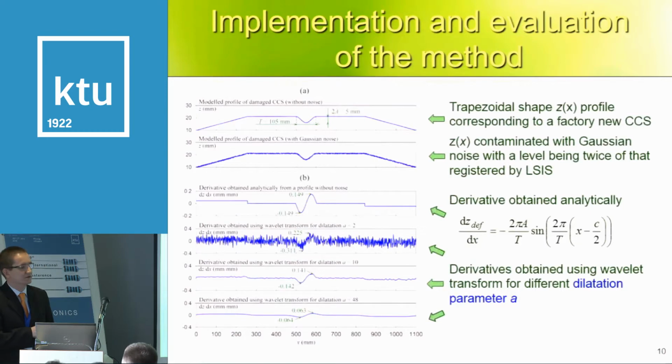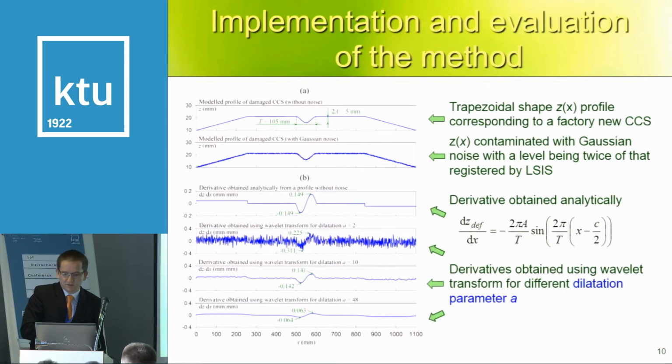Here are some results. The first graph shows a trapezoidal shape profile corresponding to a factory new contact strip. We add some defects in cosinusoidal shape. Here we have the same profile, but with Gaussian noise, with a level twice that registered by the laser scanning system.